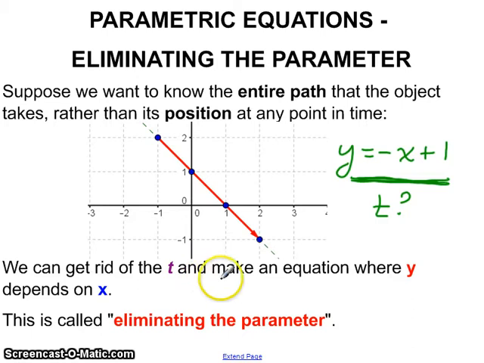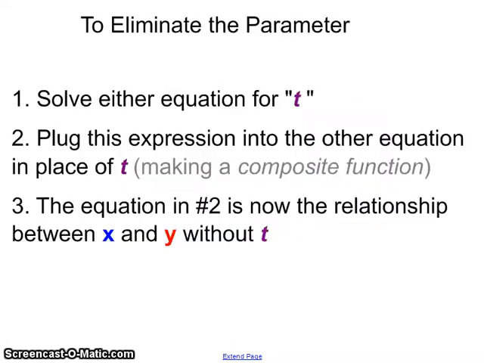And so we can actually do this with parametric equations, not just plot the path, but then also describe the path itself in terms of just x and y. And we call that eliminating the parameter. So let's review the process for that first, and then we'll do some examples and come back to the process.